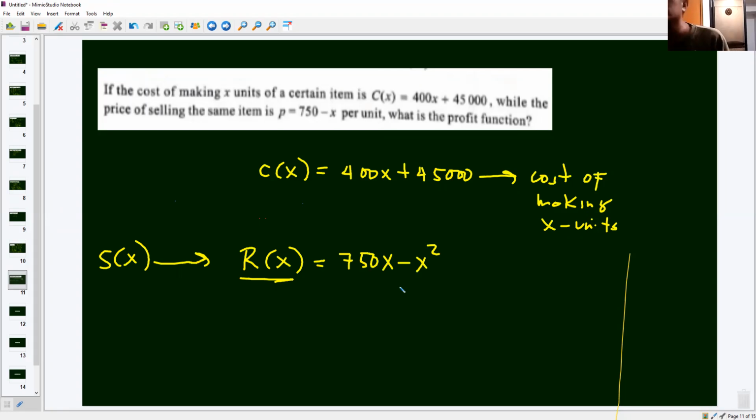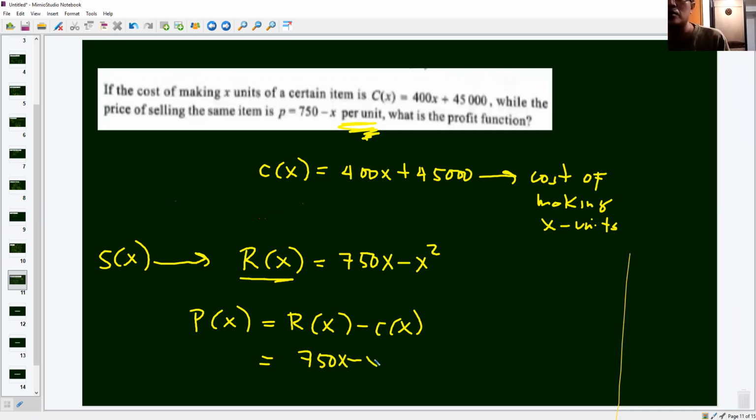Are we clear? Nag-times out. This is just per unit. So if you will sell x units, to make it R of x, times x. And the profit function is always the revenue, yung kita, minus the cost. So therefore, sabi ko it's a simple problem, pero maraming loss sa gagawin dito because of this. Hindi ita times x. Just subtract. That's it, guys.